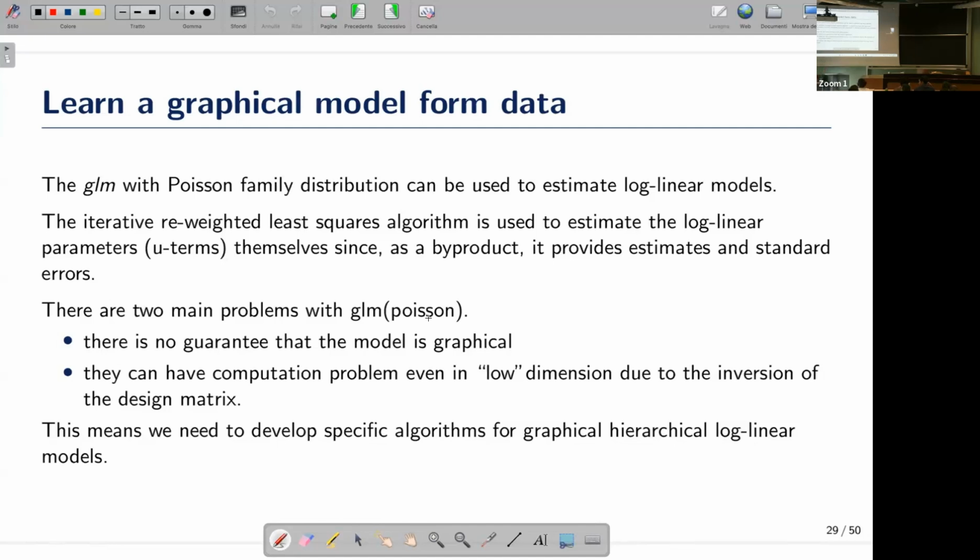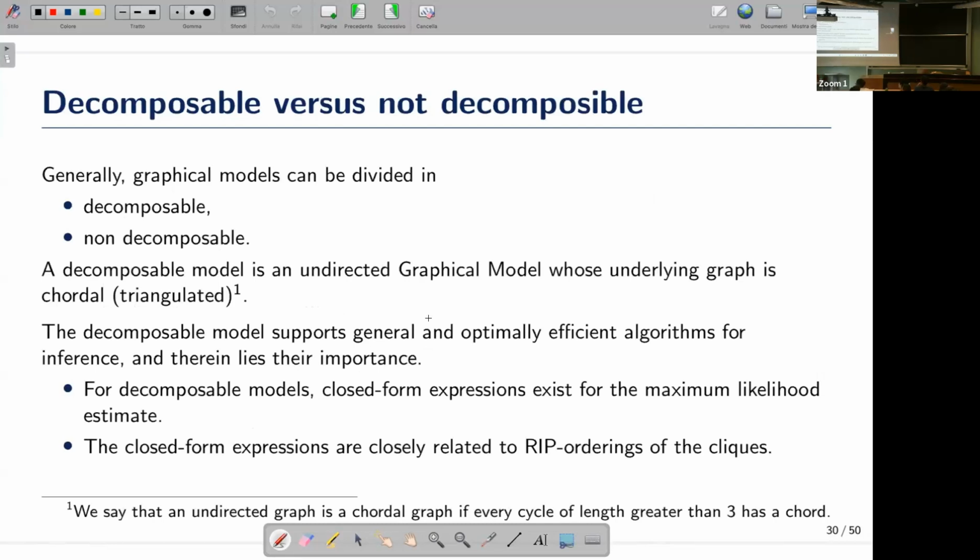Moreover, if you think about the GLM, the scope of the GLM is to estimate the parameters of the model, the log linear model or the Poisson model. But in this case, our main aim is not about the parameters, it's more about learning the structure of the graph, right? Which is a bit different. Okay, so we want to focus on that one.